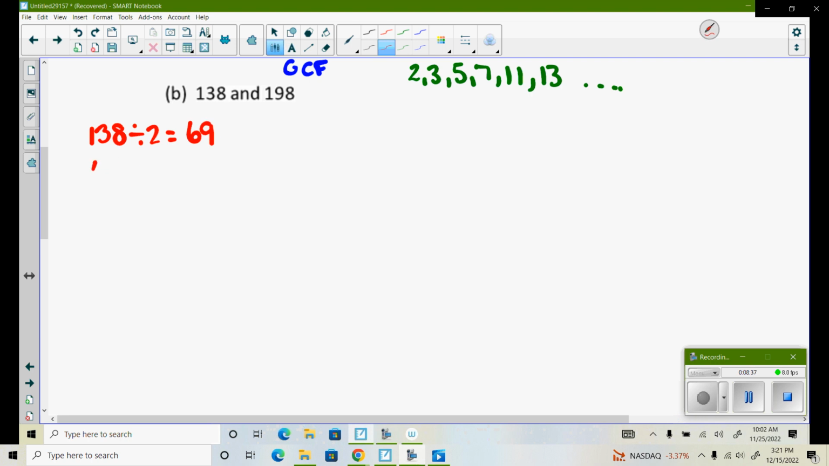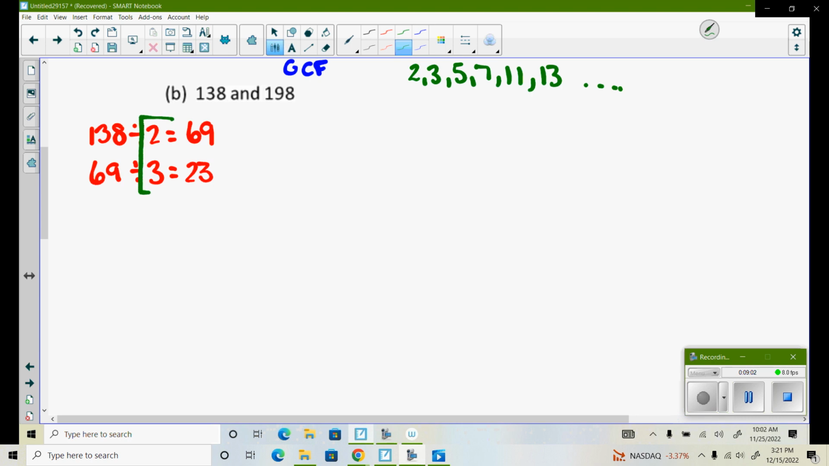Then I'm going to take 69 and I'm going to divide that by 3, because that is my lowest prime number that will go into 69. And then I end up getting 23. 23 is actually a prime number because I cannot divide any of those numbers evenly into 23 except for 1 and itself. So because 23 is a prime number, I'm done.